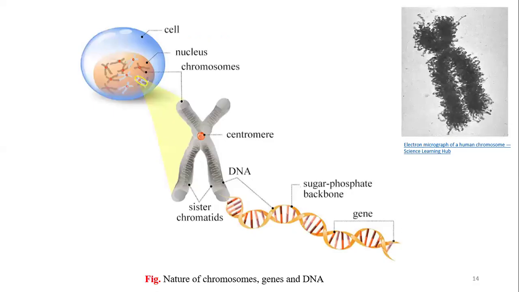This is a cell, inside the nucleus. Inside the cell, there's a chromosome. Here the chromosome is made of DNA and protein. There's the double-helix DNA, the sugar phosphate backbone. This is the gene. The gene is a segment of DNA. The right side of the picture shows the electron micrograph of the human chromosome.